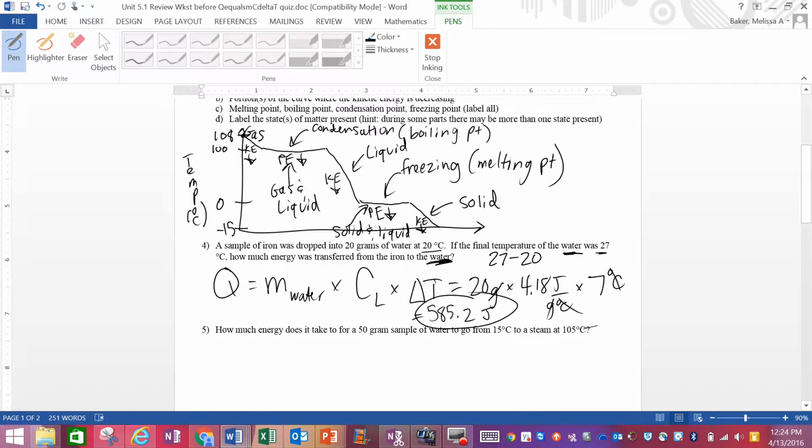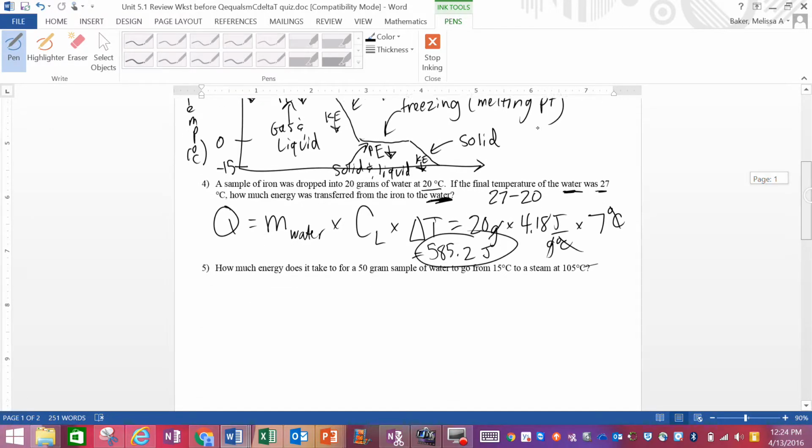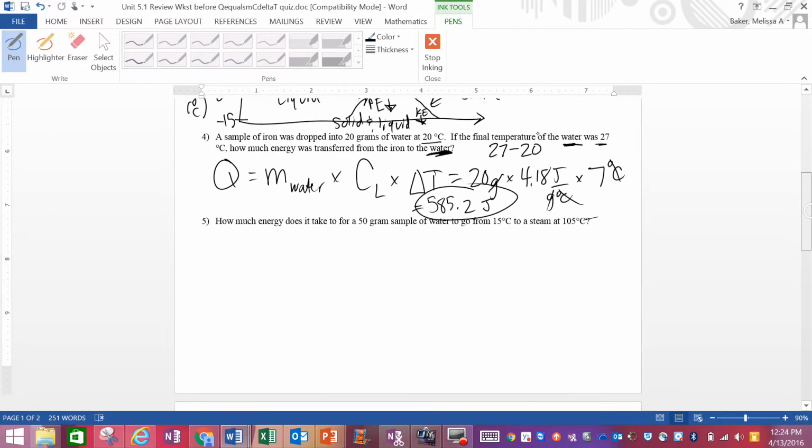All right, last question. It's a long one. How much energy does it take for 50 grams of water to go from 15 degrees Celsius to steam at 105? Let's go off to the side and figure out how many equations we're going to need.